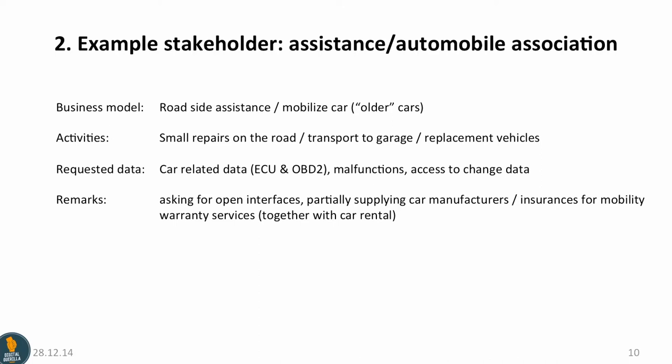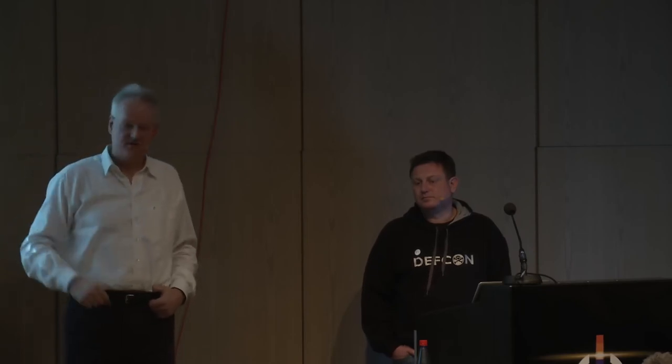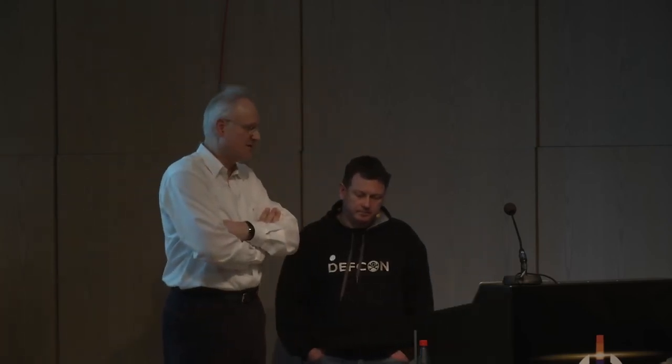So, in the past it was easy, you could put on a new wheel, you could change some parts of the engine, but now you need something more. You need car-related data from the engine, you need maybe some malfunctions via the systems. You have to change something. You need data on how to change some parameters in the engine. And you have to have the right to access this data and to change this data. And therefore, they are asking the car manufacturers for open interfaces explicitly.